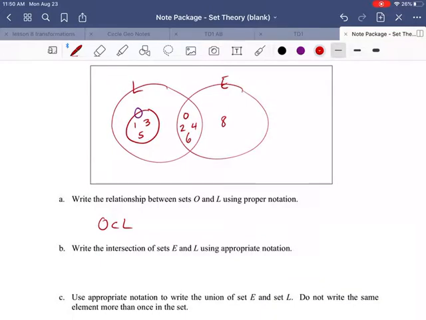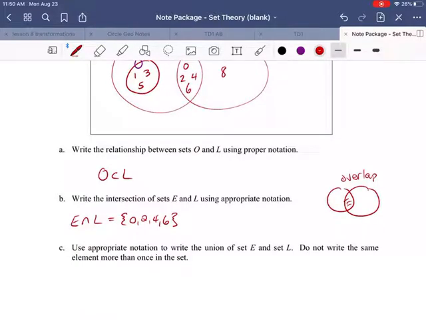And we're going to create the intersection. So the intersection means that it's the overlap. So what's the overlap between E and L? Well, E intersection with set L is equal to 0, 2, 4, and 6.